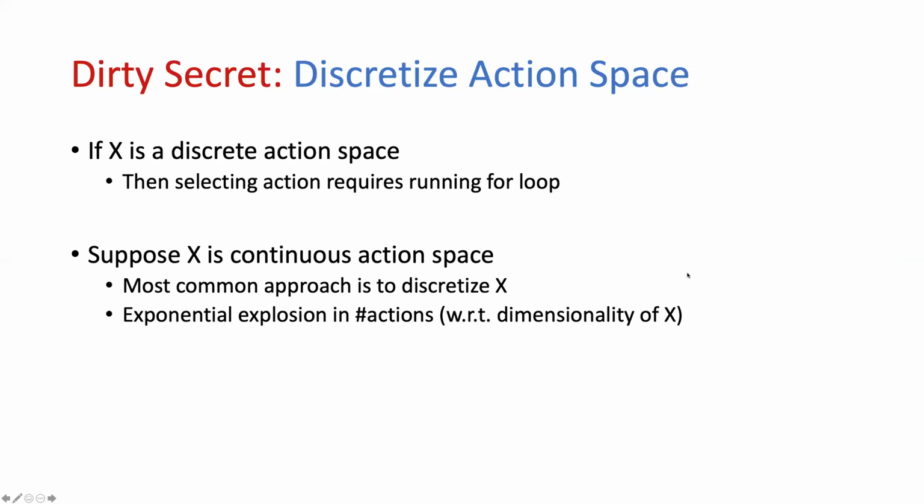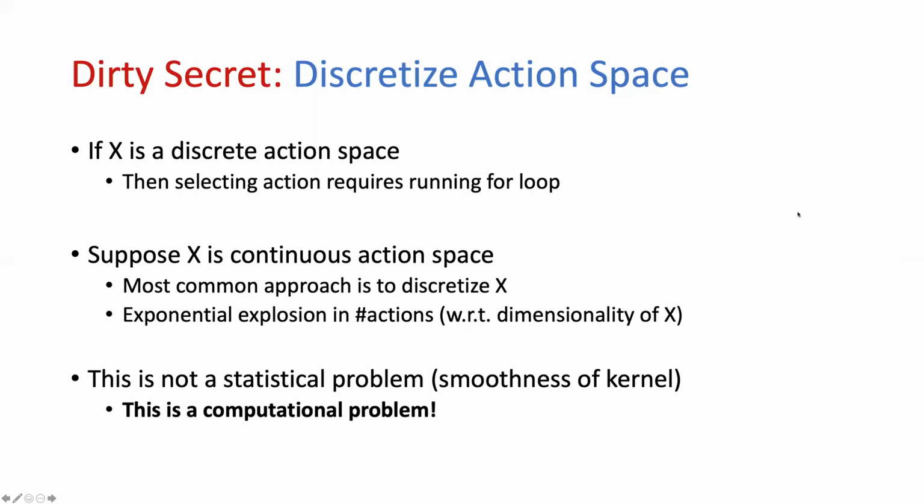This is a dirty secret in the sense that many Bayesian optimization approaches do this implicitly when they run experiments. The challenge is that if you want to represent this continuous action space with a very fine-grained discretization, then the for loop for selecting the action becomes way too expensive as the dimensionality increases. I should note that this is not a statistical problem. The smoothness of the kernel of the Gaussian process scales elegantly with the dimensionality of the action space. Choosing the argmax in a high-dimensional continuous action space can be very expensive, so this is purely a computational problem, not a statistical problem.